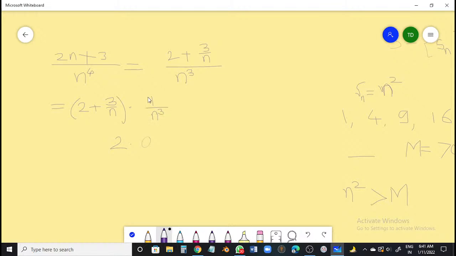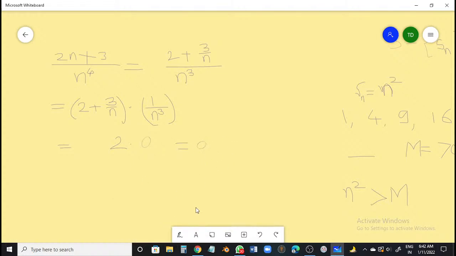1 over n cube goes to 0, as you all know. So the result will be 0. The sequence will be converging to 0. Hope the concept is clear. This particular kind of sequence converges to 0.